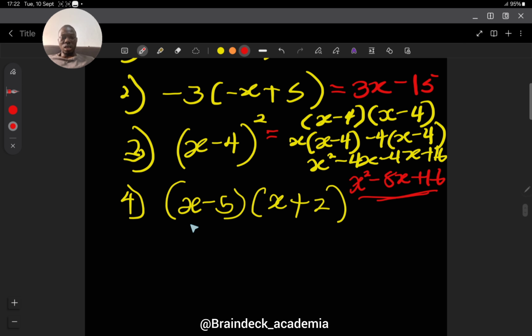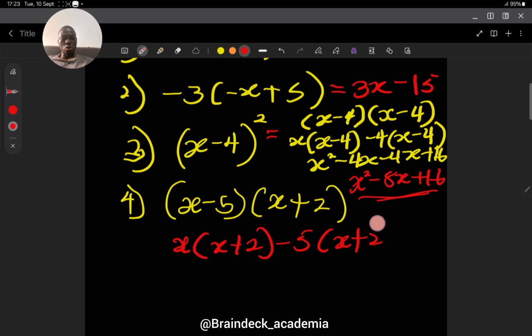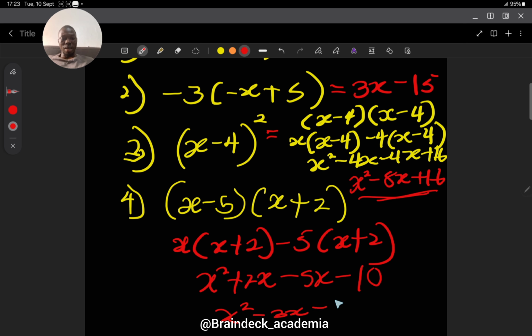And the last one, we have x bracket x plus 2 minus 5 bracket x plus 2. This will give us x squared plus 2x minus 5x minus 10. This is x squared minus 3x minus 10. And that is your answer.